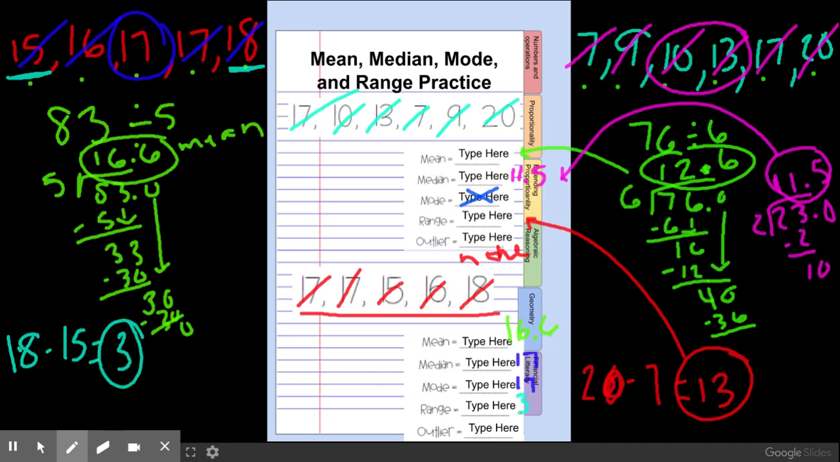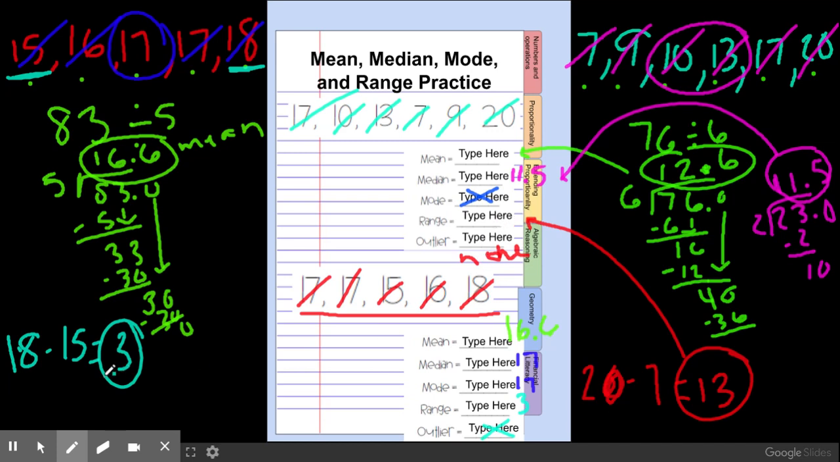And then our outliers, 15, 16, 17, 18 are all really close numbers. So we don't have an outlier again. So we have none, okay? Again, remember outliers are things that are dramatically different. So in this one, there are none.